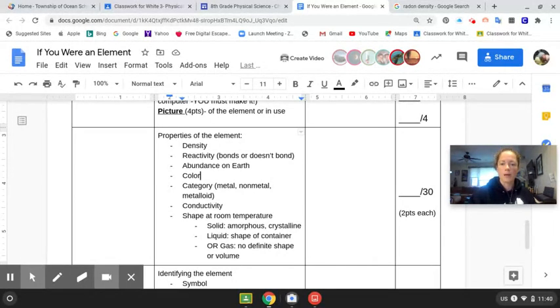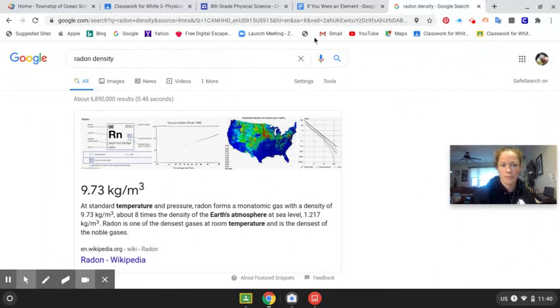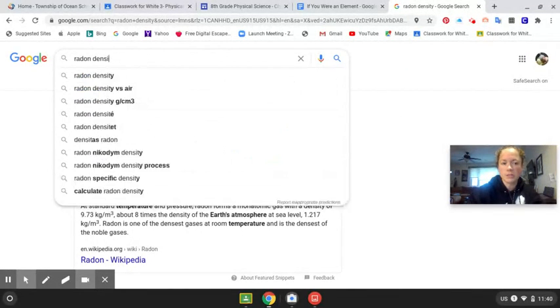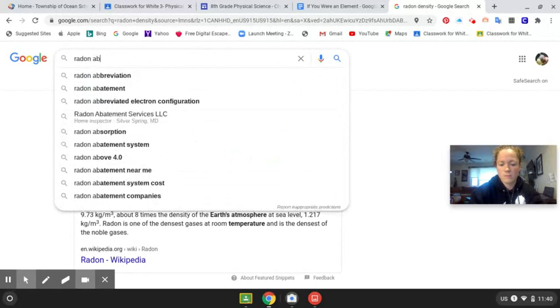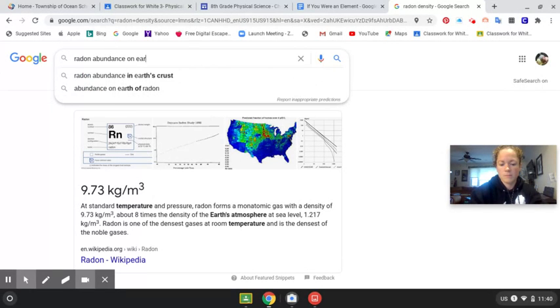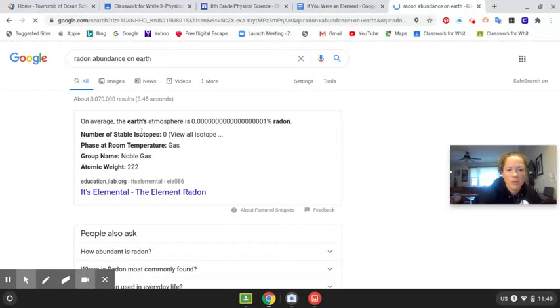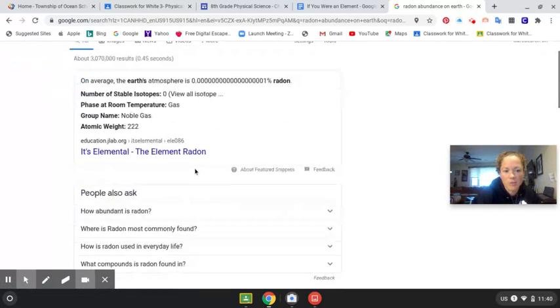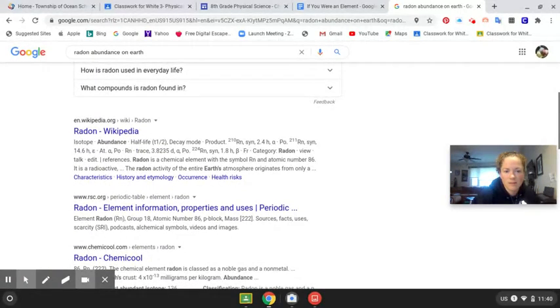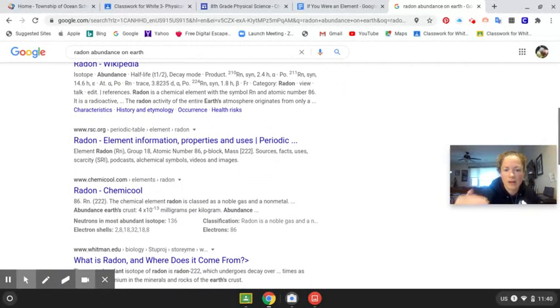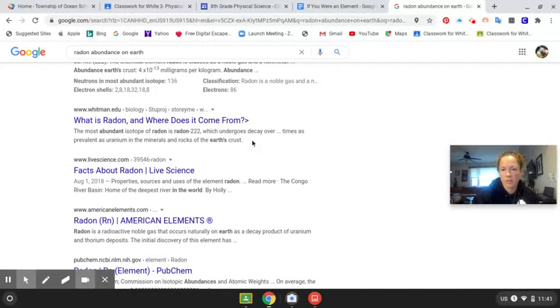Abundance on Earth, you look it up. Sometimes you might need to search a little bit. And it's just going to be a number. So here we have, this is the percent of radon in the Earth's atmosphere. You might be able to do a little bit more searching to find if there's radon in the crust of the Earth or deeper in the Earth. So do a little research on it.